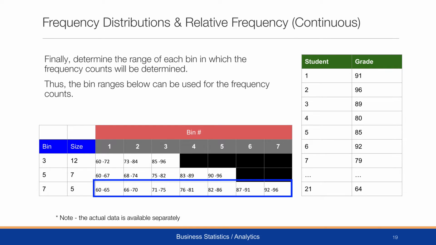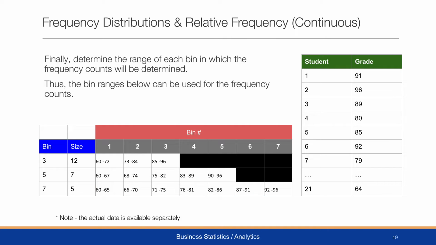And in the case of 7 bins, each with a size of 5, we'll go from 60 to 65, 66 to 70, 71 to 75, 76 to 81, 82 to 86, 87 to 91, 92 to 96.